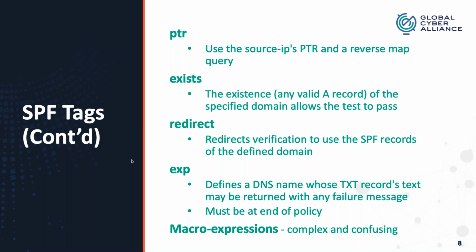EXP defines a DNS name whose TXT record text may be returned with any failure messages. So you're going to use EXP just to get some potentially additional information. You don't see this used too often, and you don't really have anyone sending any information back. But if you do use it, it needs to be at the end of the policy.